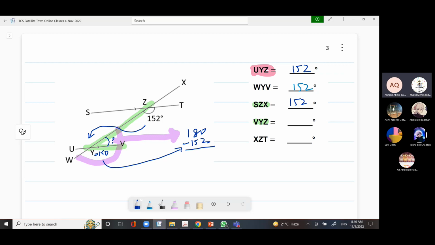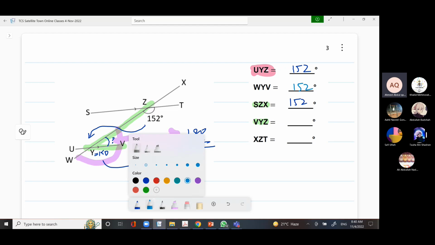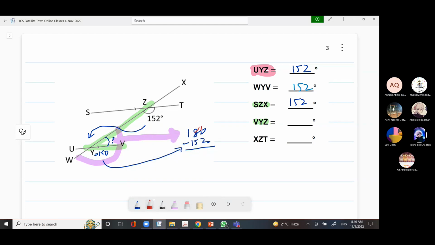180 minus 152, subtracting, carry, and 28. Yes, you're right, and 0. So we say that this is 28. So it means now this will be 28. Yes, sir. Okay. Now X, Z, and T.